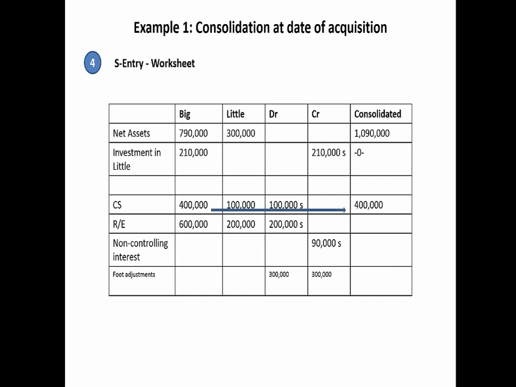The paid-in capital accounts, again, we eliminate the subsidiary's paid-in capital, leaving us with the parent's common stock account. And likewise with retained earnings. We eliminate the subsidiary's retained earnings, leaving us with the parent's retained earnings. And then finally we have this new equity-like account, non-controlling interest, with a balance of $90,000. And again, that represents the portion of the combined net assets owned by the non-controlling shareholders.